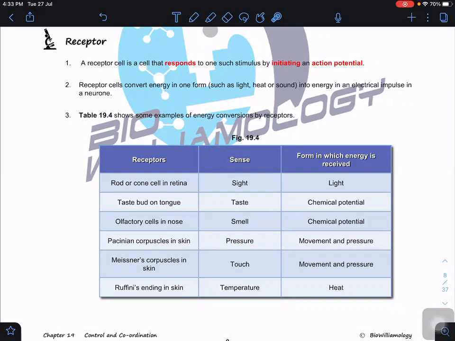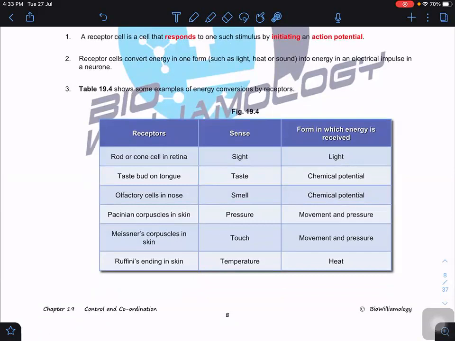For example, you look at table 19.4. In table 19.4, you can see that I have a series of these receptors. For example, in our retina, we have the rods and the cone cells which detect the light energy. This light energy will be converted to electrical impulses in neurons. For example, our taste buds on the tongue detect the chemical potential, and the taste bud will be able to convert this chemical potential energy into electrical impulses.